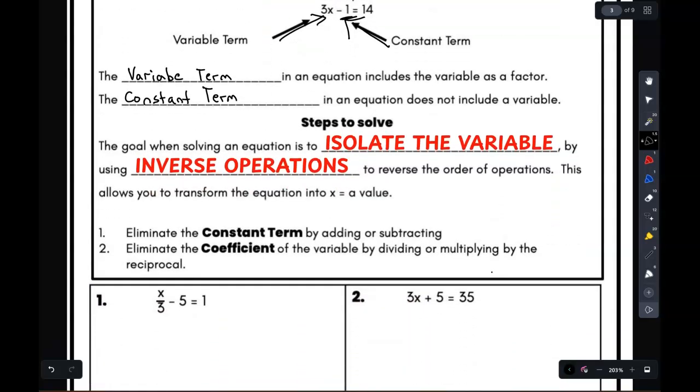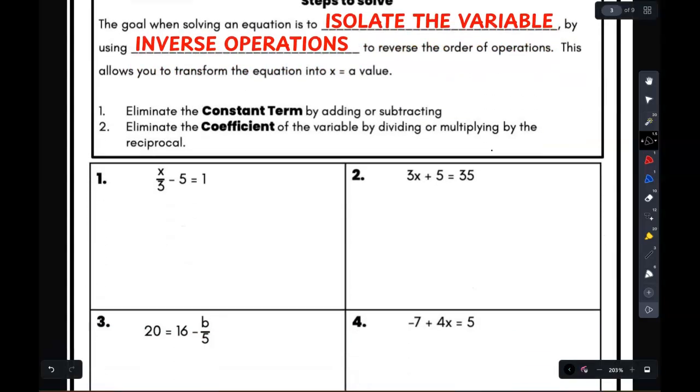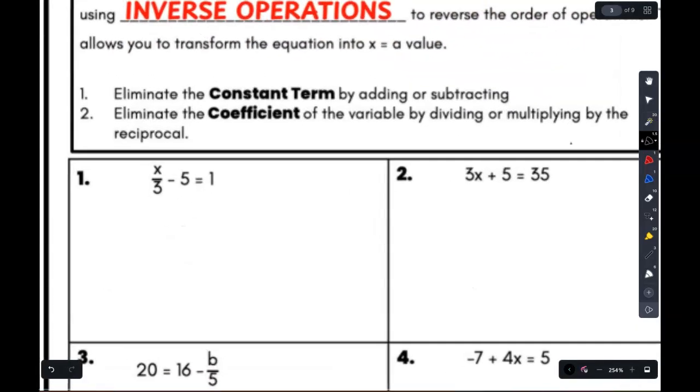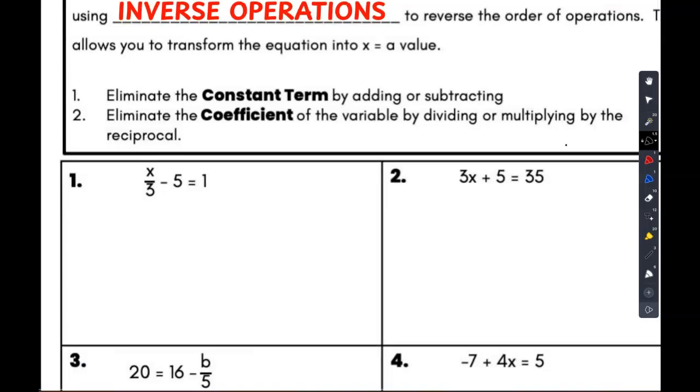So we eliminate the constant by adding or subtracting. We eliminate the coefficient by dividing or multiplying. So let's take a look at this first one. Two-step equation. Okay, we've got x divided by 3 minus 5. We're going to deal with the constant. The opposite of minus 5 is plus 5. And you do plus 5 on both sides.